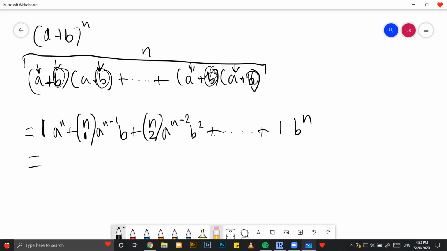Then if you want to simplify what this theorem looks like, it's going to be a to the n.